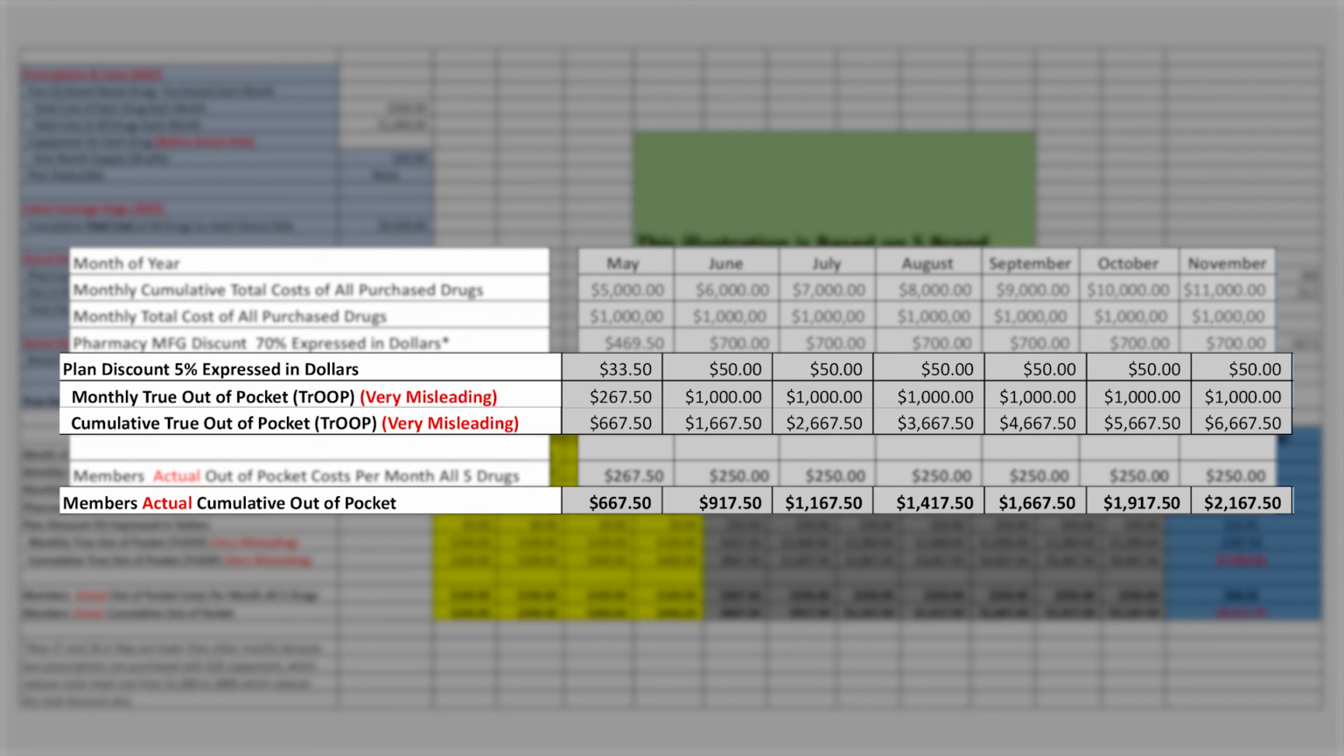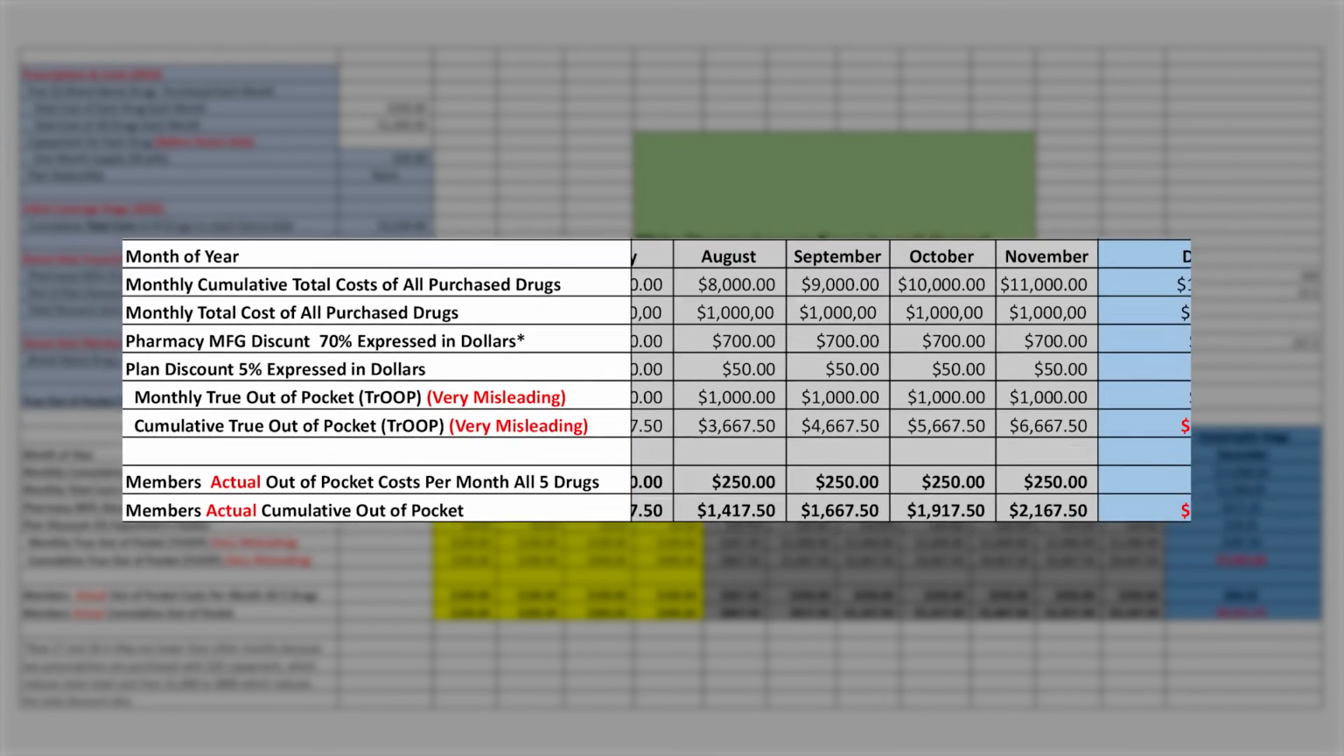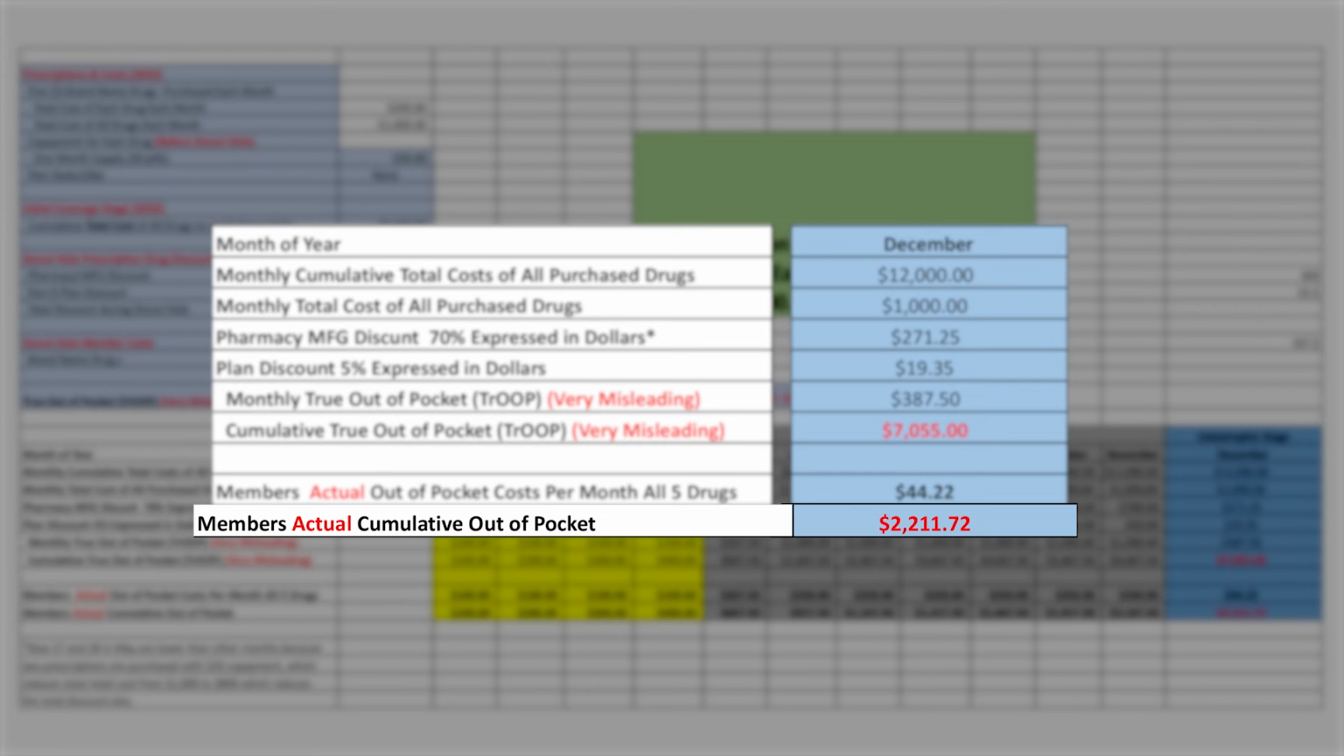Feel free to pause the video to further study what happens between June and November. What this explains is how the TrOOP of $7,055 is not the actual out-of-pocket cost to the member. This is the donut hole. Notice that the total actual out-of-pocket cost to the member in this example is $2,211.72 by year end. That is plenty, although significantly lower than $7,055.